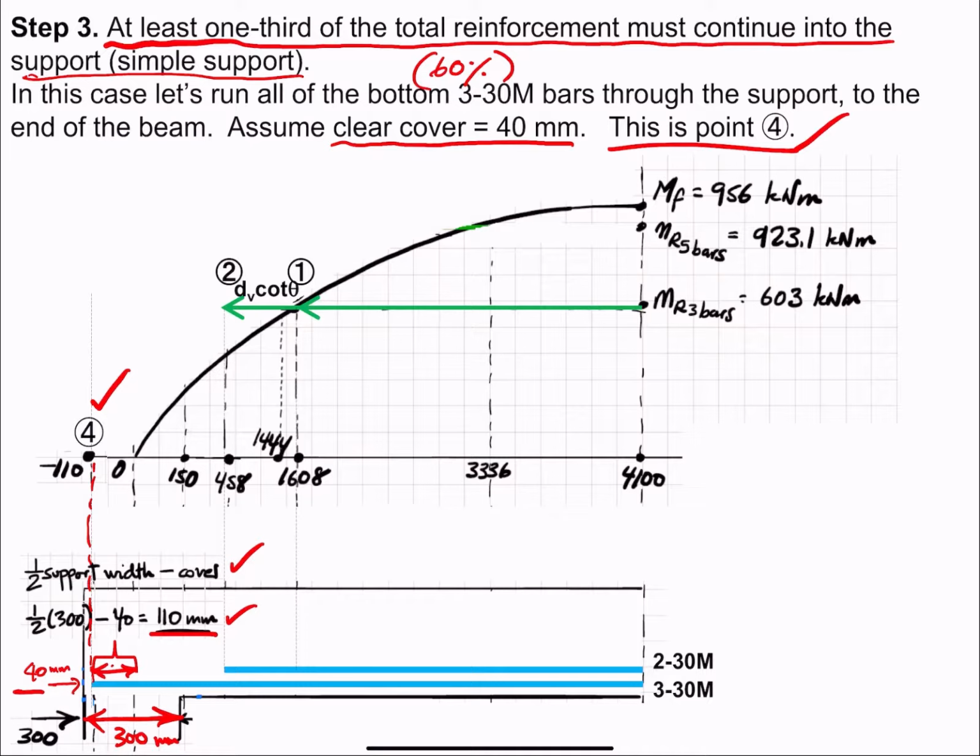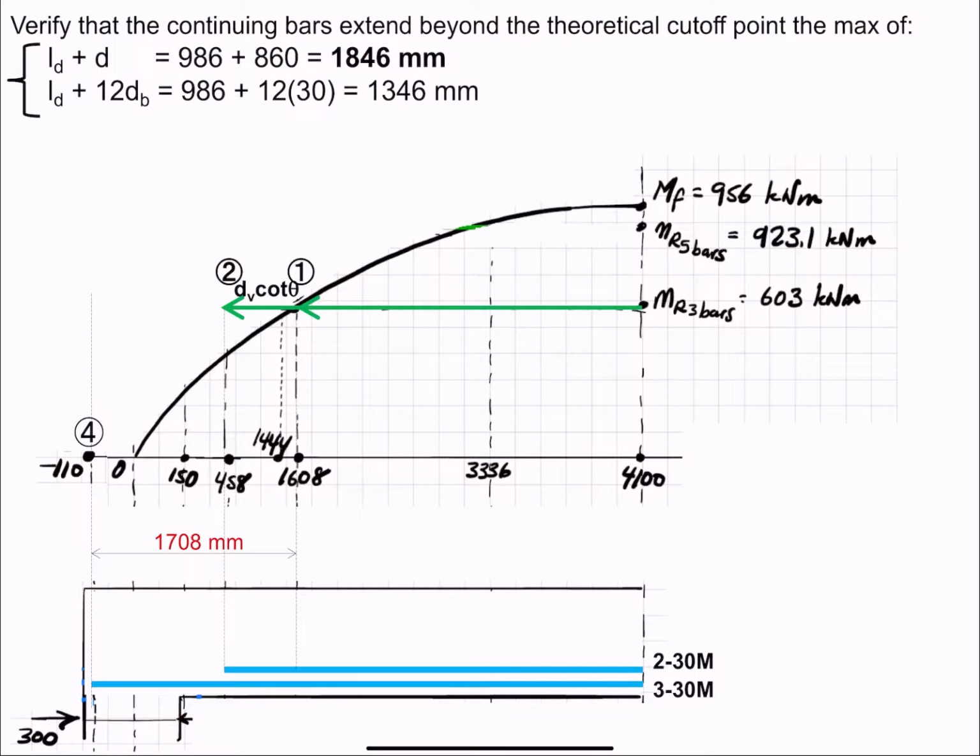So the next step is to see the continuing bars. These continuing bars, these guys over here, the length, this length. The continuing bars must extend beyond the theoretical cutoff point. This is my theoretical cutoff point. They must extend the maximum of the development length plus d or development length plus 12 db, which is 1846 mm and 1346 mm.